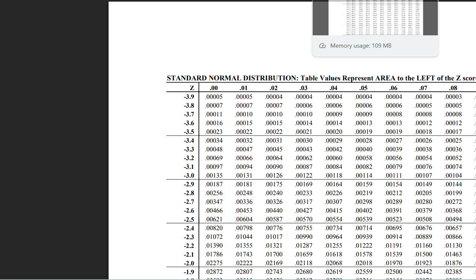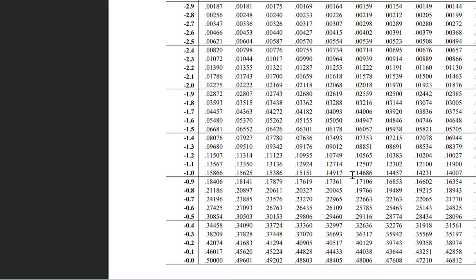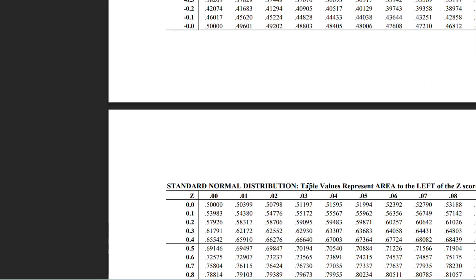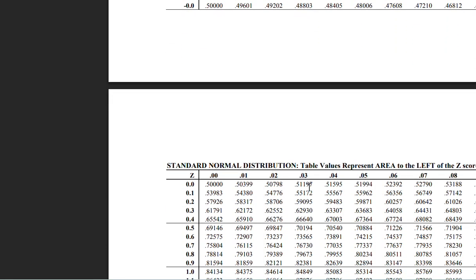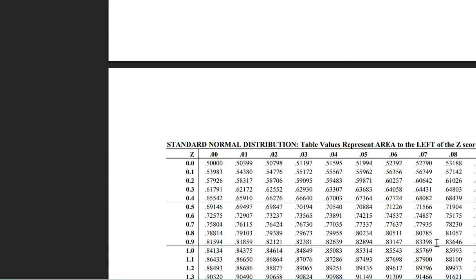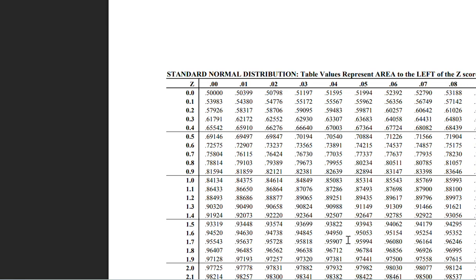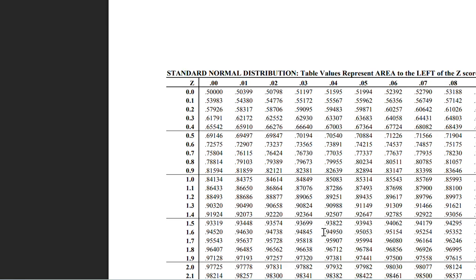How do we do this? We go to our standard normal probability table. In our standard normal probability table, we are going to look up the area that gives us 95% to the left. Now, what you want to do is look at this section of the table, and we want to find 95% on it. So over here I have 0.94950, 0.95053. This seems to be closer to 0.95, and so I'm going to use this value here.